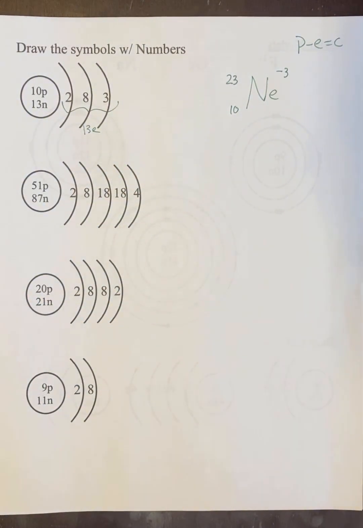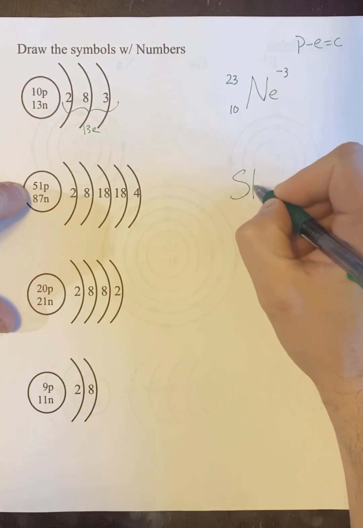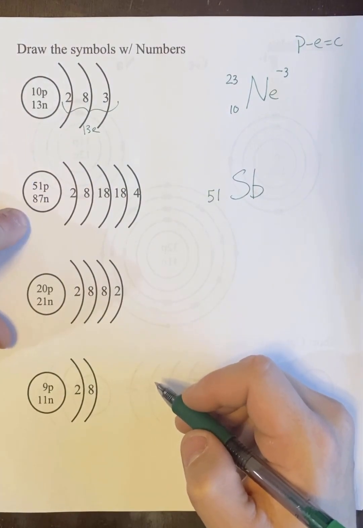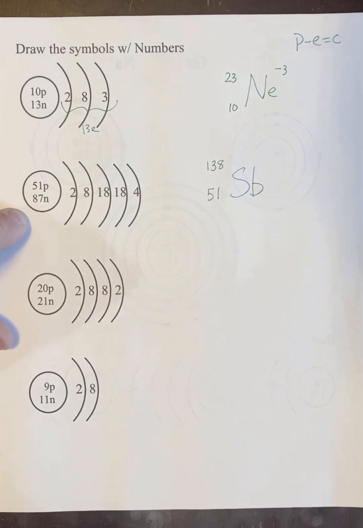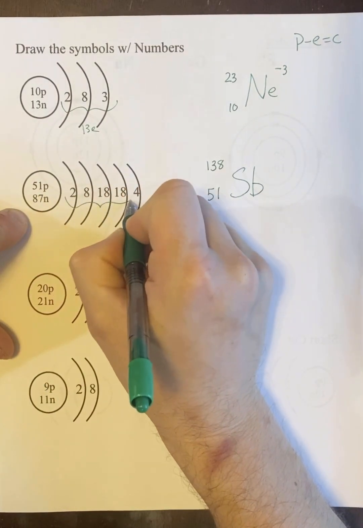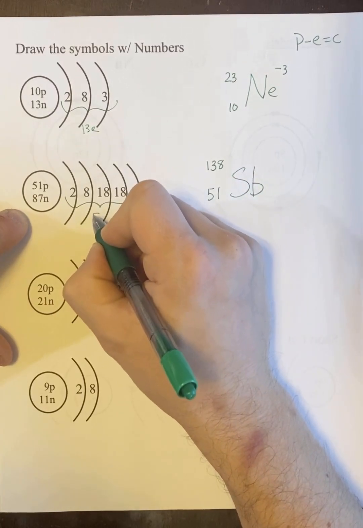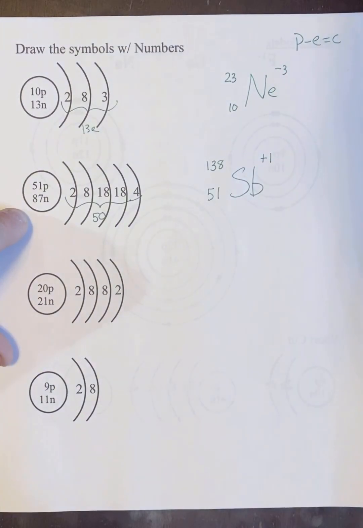I'll go through the rest a little bit quicker and I'll put the periodic table away for that. So for this next one, it has 51 protons. So you find element 51, Sb, 51. You add 51 and 87 together, 138. You add up the configuration, 2 plus 8 plus 18 plus 18 plus 4, and it ends up being 50. So P minus E equals C, plus 1 is your charge.